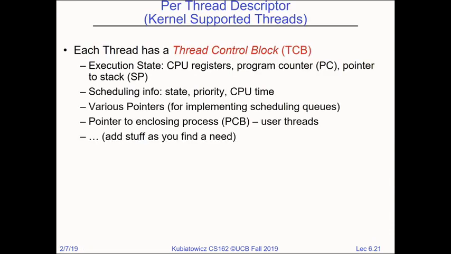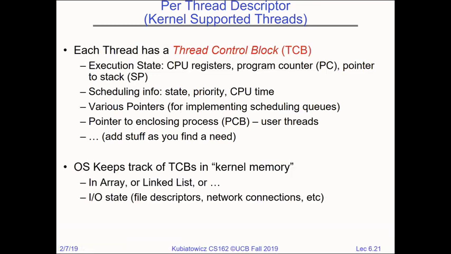So, we talked about thread control blocks. What is that? Well, it has the execution state: CPU registers, program counter, pointer to the stack. It's got scheduling info like the state, the priority, and the CPU time. It's got pointers to stuff, like scheduling queues that it might be on. It's got pointers to the process it belongs to. Maybe you're going to need to add stuff to your process control blocks. Who knows? The OS keeps track of the TCBs in kernel memory, in an array or a linked list or whatever.